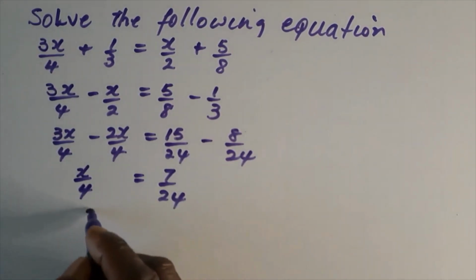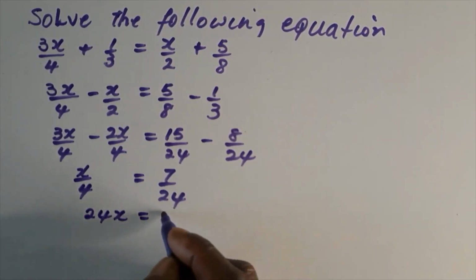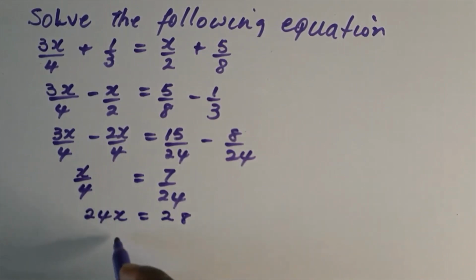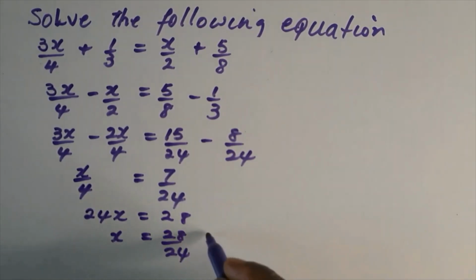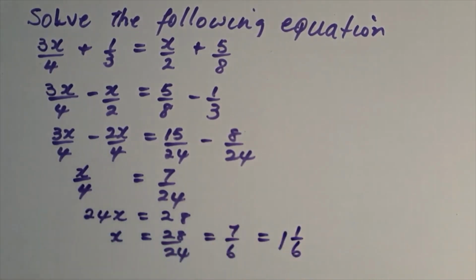Next, we just solve for x. 24x is equal to 28. And so we have x is equal to 28 over 24, which is 7 over 6, which is 1 1/6. So that's our solution, but we should check it.